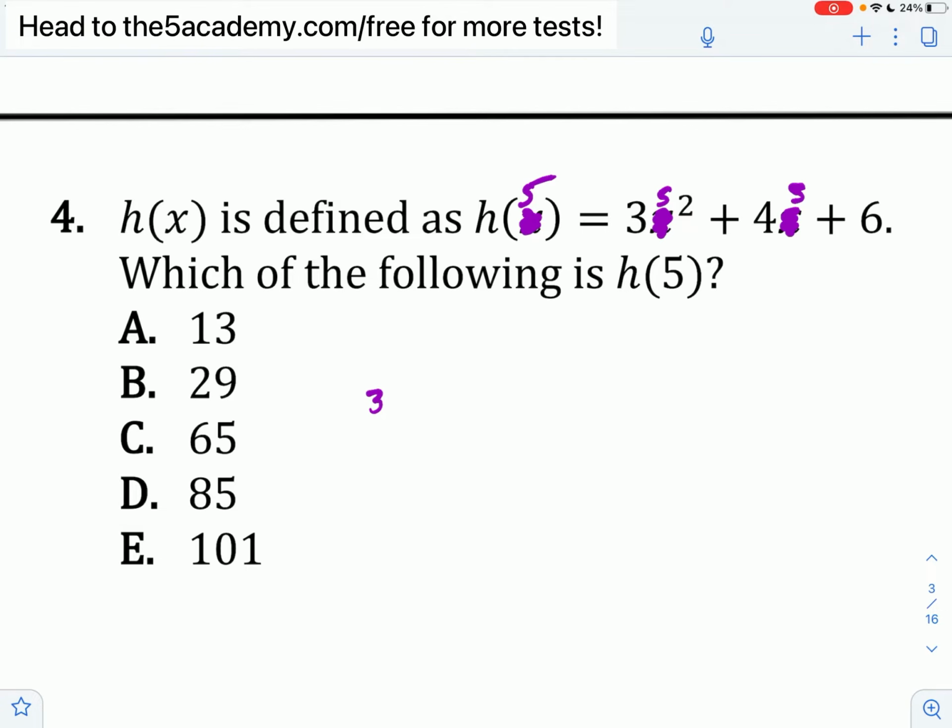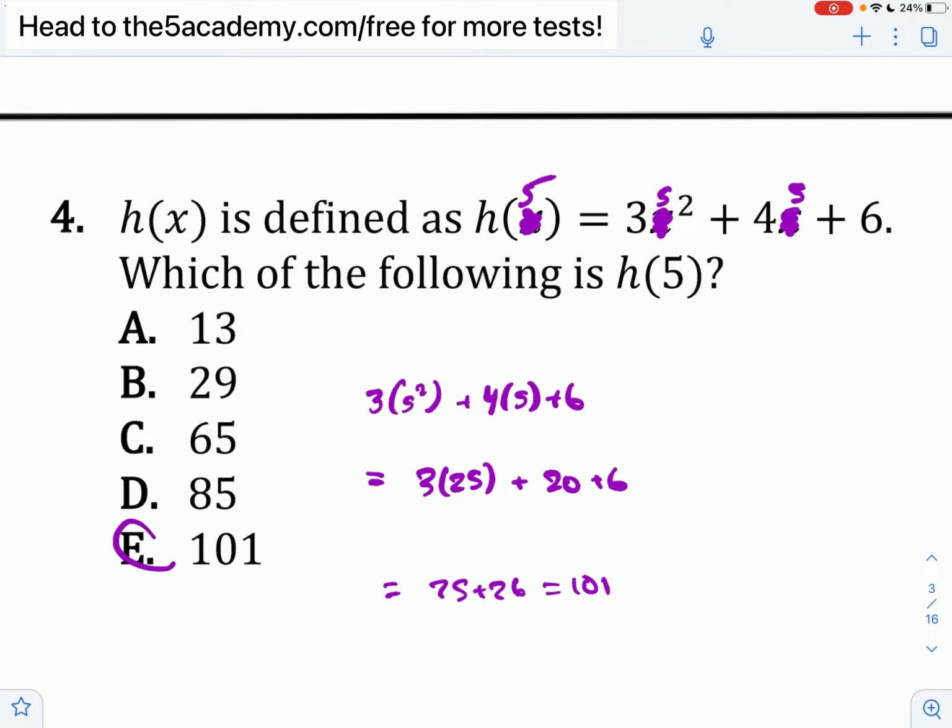3 times, does that mean your answer is going to be 35 squared here? Not quite. It's going to be 3 parentheses 5 squared plus 4 times 5 plus 6. That turns into 3 times 25 plus 4 times 5, which is 20. Let me just evaluate that. Plus 6. That turns into 75 plus 26, and that's 101 if you do it on your calculator.